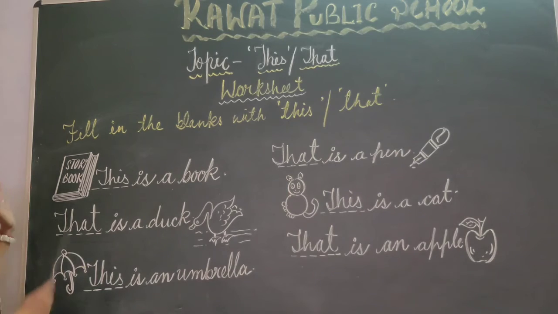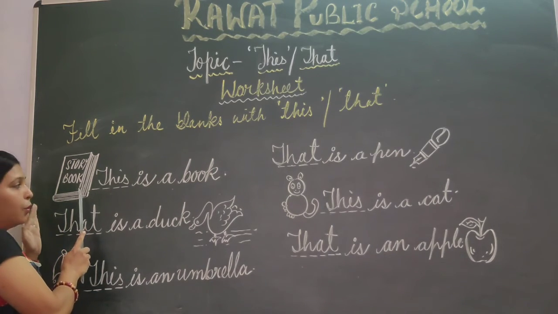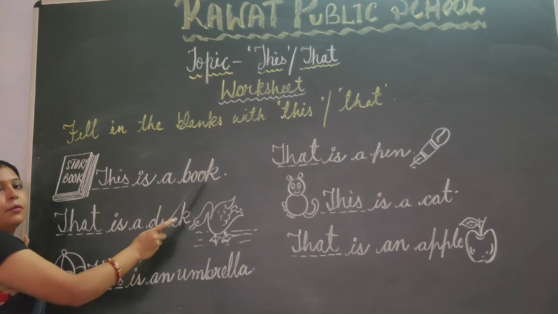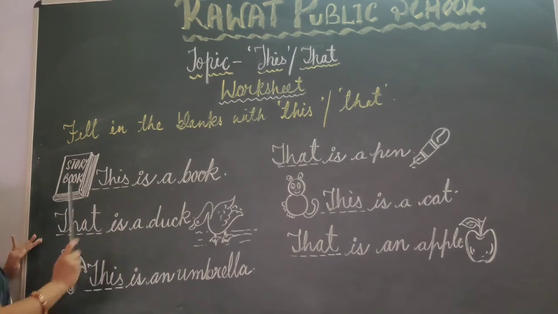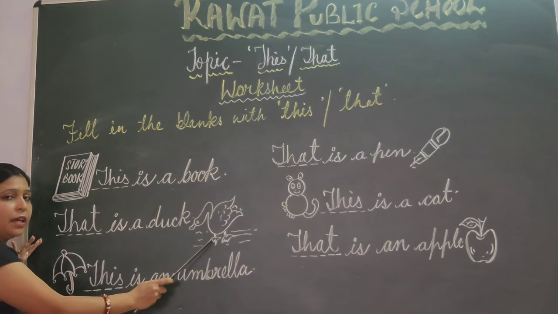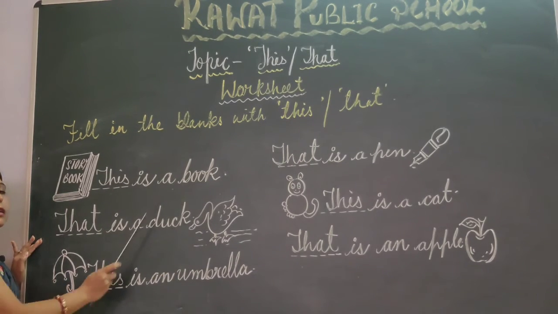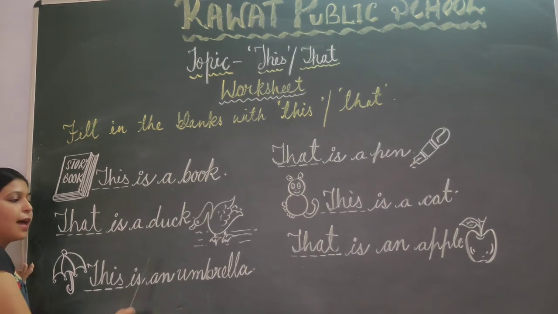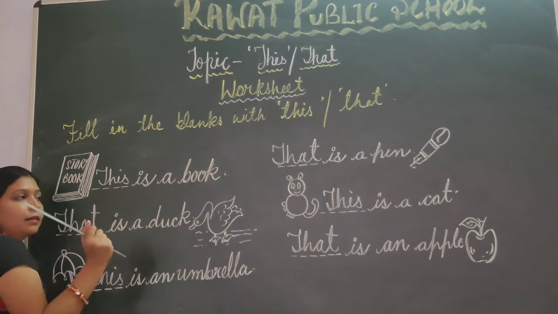Yes, first picture is a book. This is a book. Next, it is a picture of a duck. It is at a distance, that's why that is a duck. Next, the umbrella is close by, so we will use this. This is an umbrella.